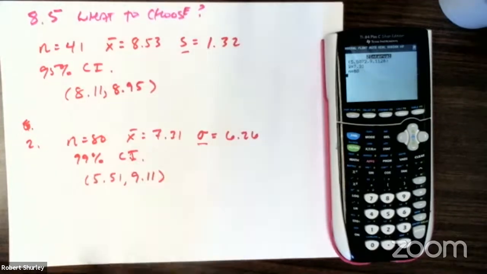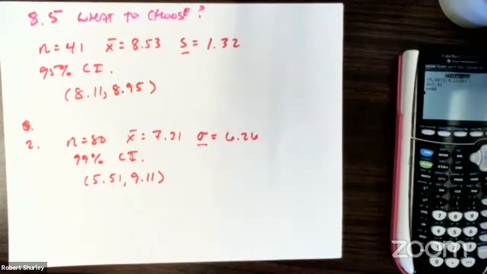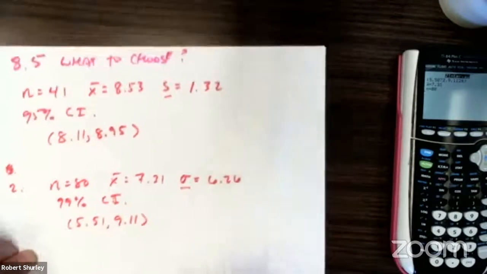But again, we're 99% confident that the population mean is between 5.51 and 9.11. Okay, there's no units for this one. No, it doesn't give us a unit or anything like that. Okay, and this is a really good review. Really good review, and I'm glad they did this one.